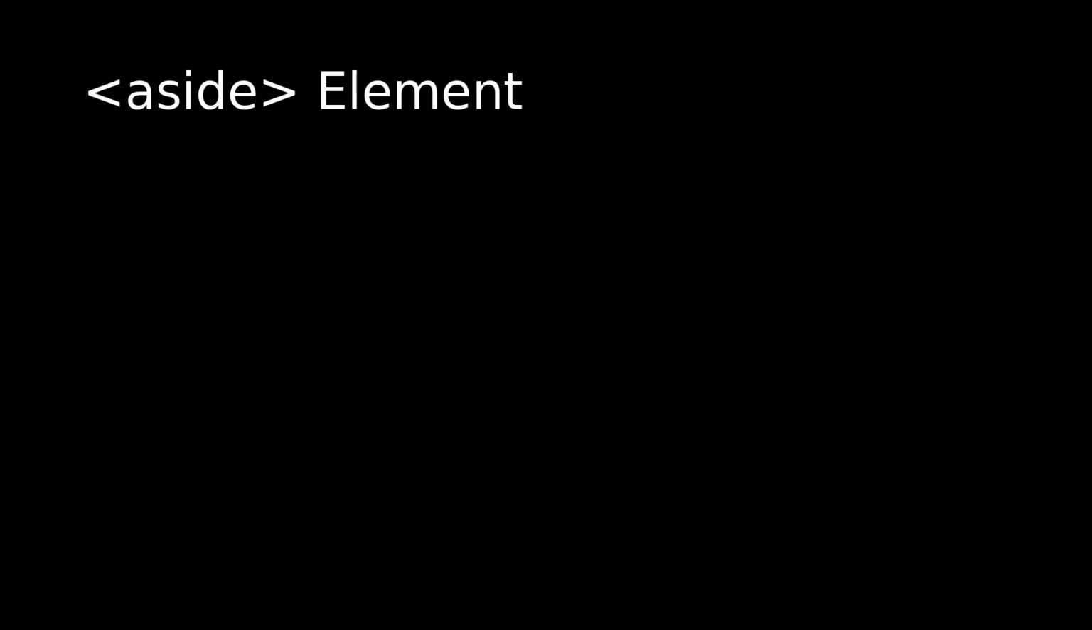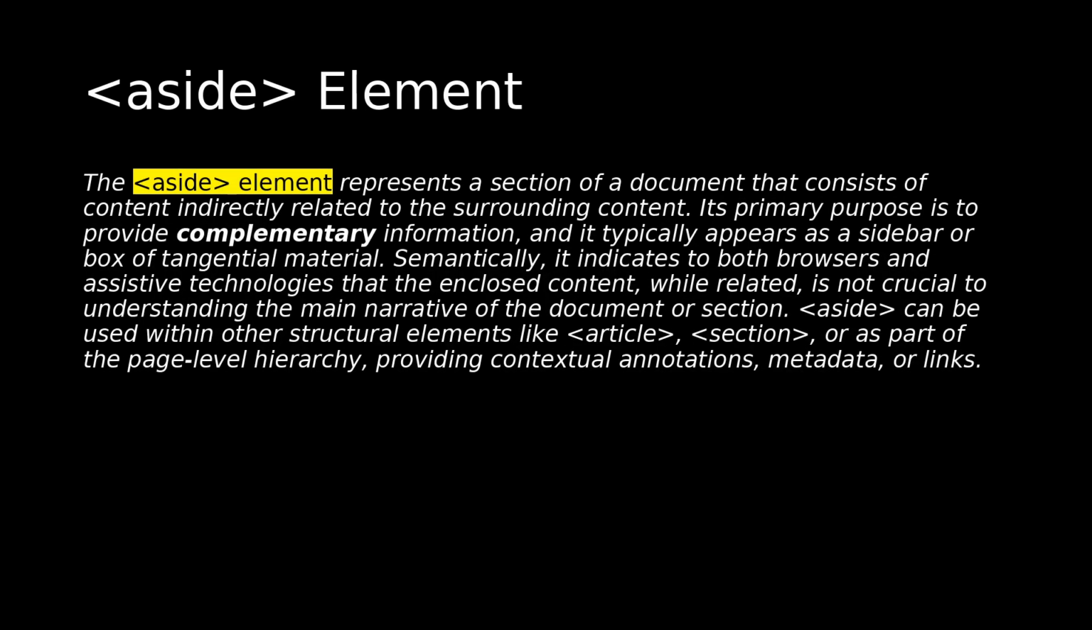Alright, let's begin. The aside element in HTML5 is used to define content that is tangentially related to the main content of a web page. It typically contains supplementary information such as sidebars, pull quotes, related links, advertisements, or other content that can enhance the main content but is not central to it.